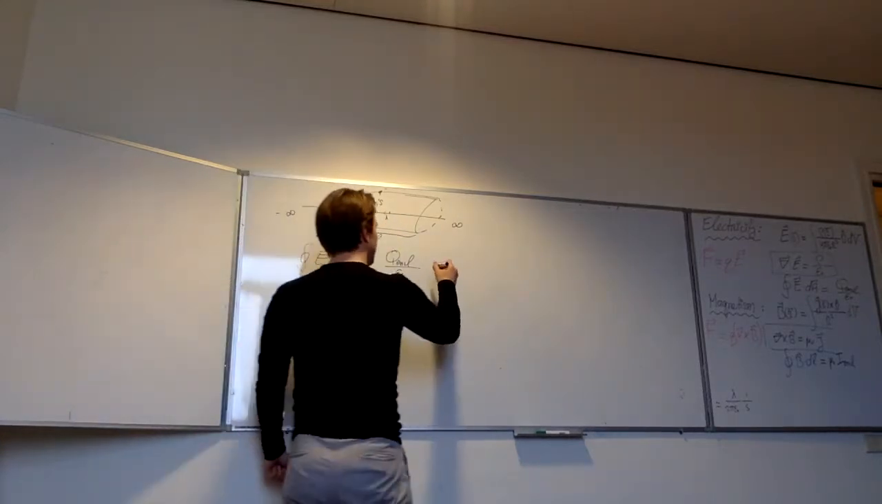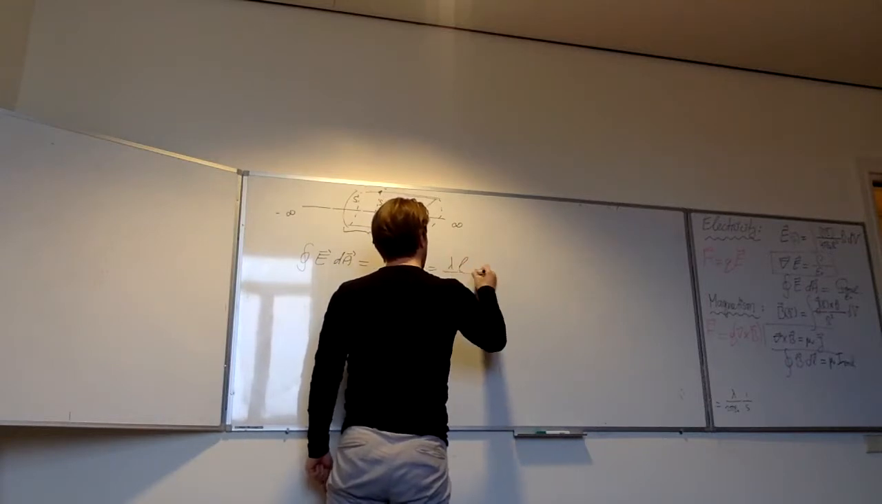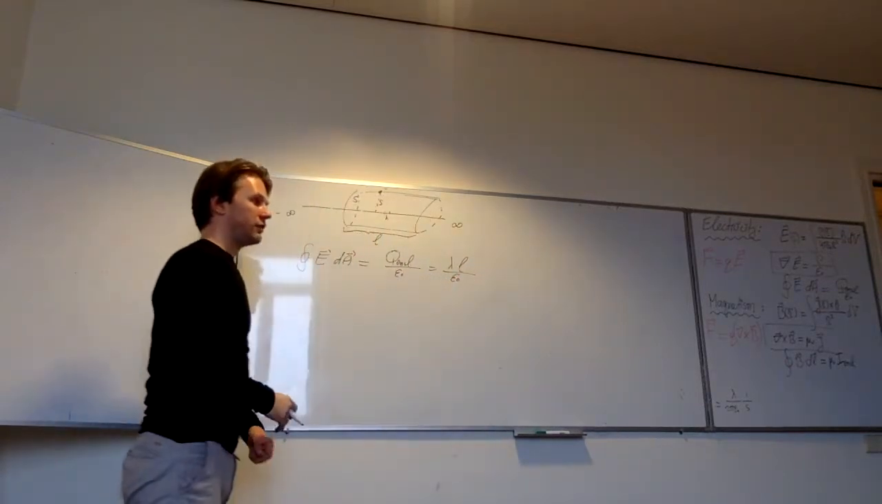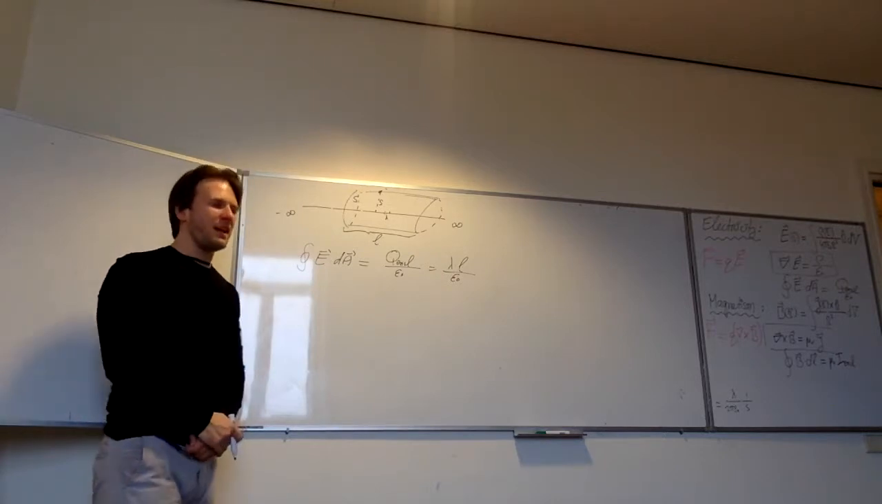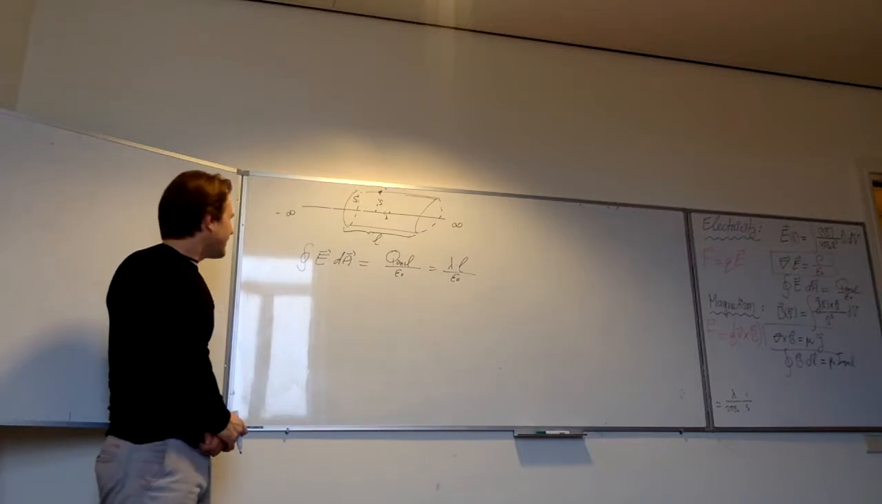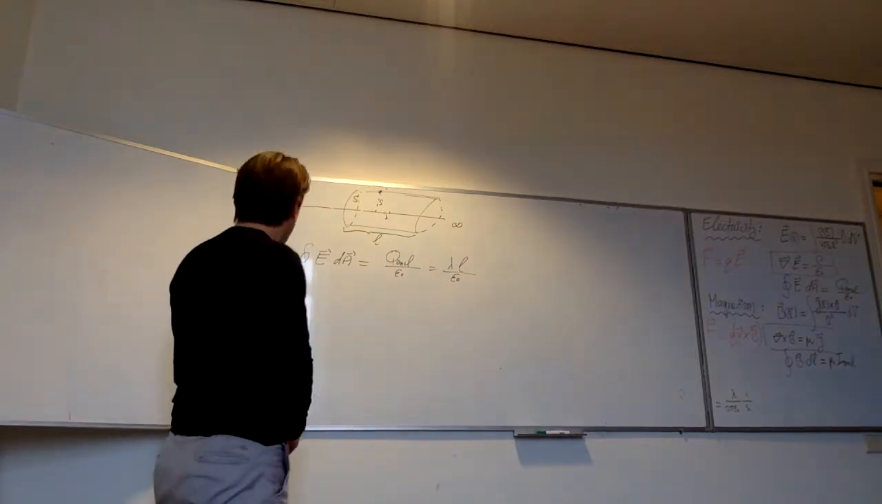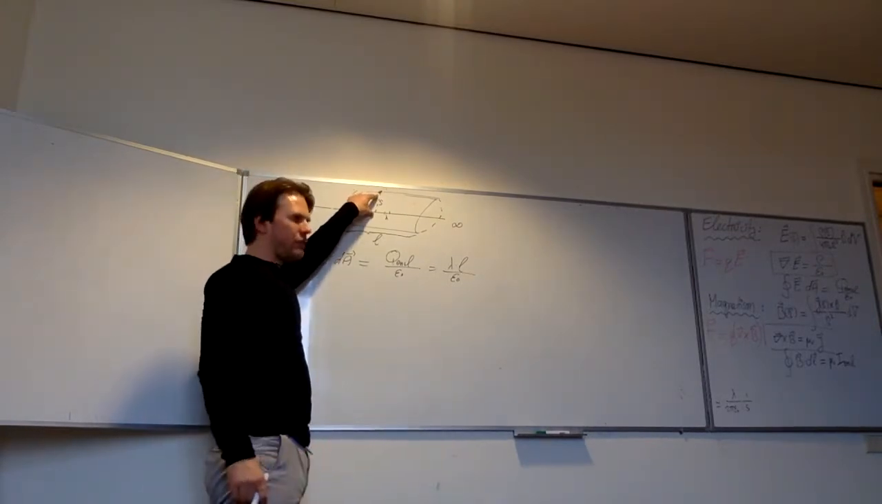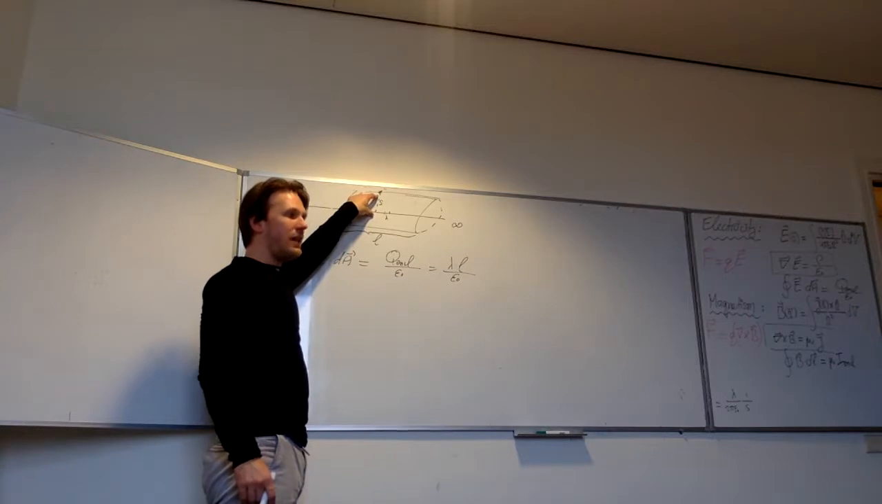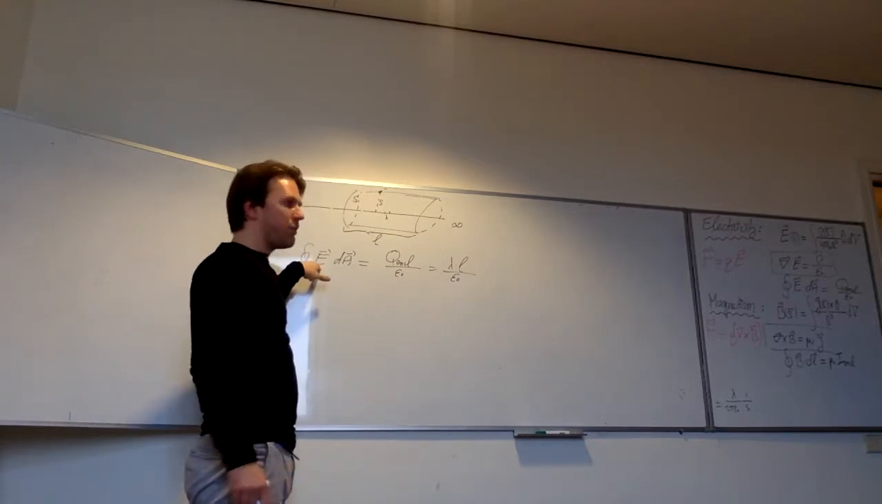Lambda times L. Yeah, exactly. Lambda times L divided by epsilon 0. So there you go. So that's the right-hand side. Left-hand side. We know something about electric fields, right? Namely, given a fixed distance s, and knowing that electric fields don't care about angles, for a fixed distance s, this is a fixed number.